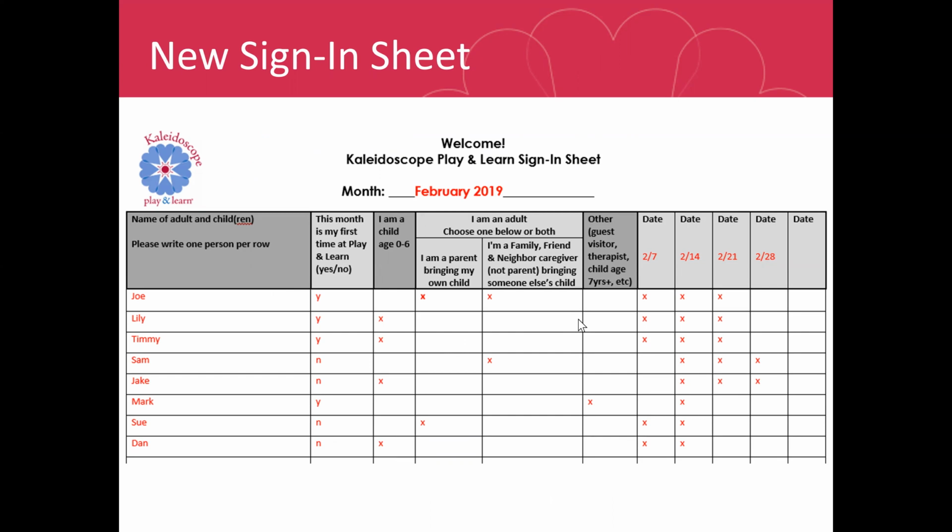So the first category would be the name of the adult and children. The second column is whether it's their first time attending or not, they're not new. Another column would be if they're a child, and the column after that would be if they're parents or an FFN member. And the other category would be anyone who is not a parent or an FFN, or a child who is 7 years or older, which can happen in the summer when siblings do come with their families.